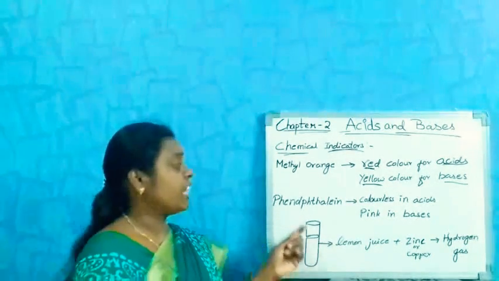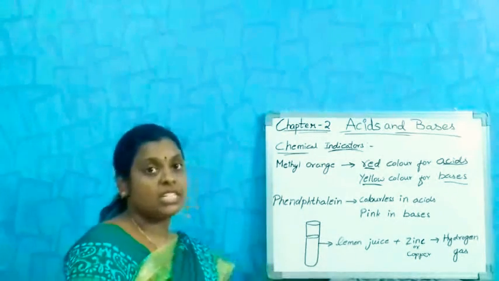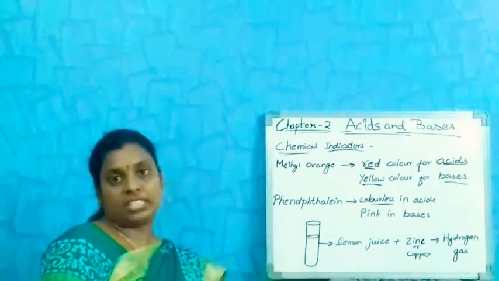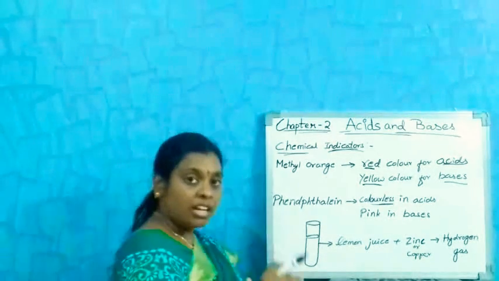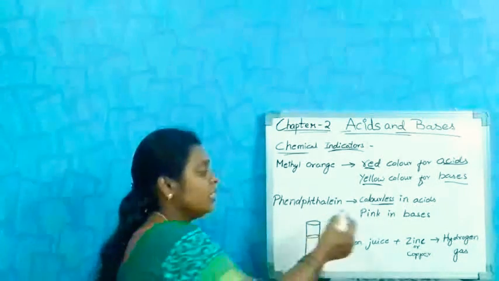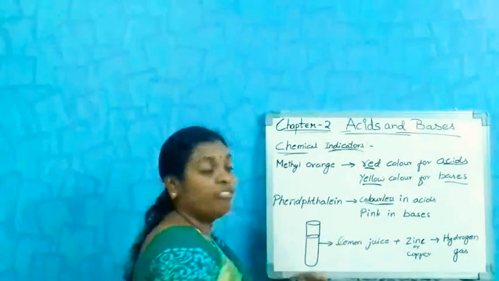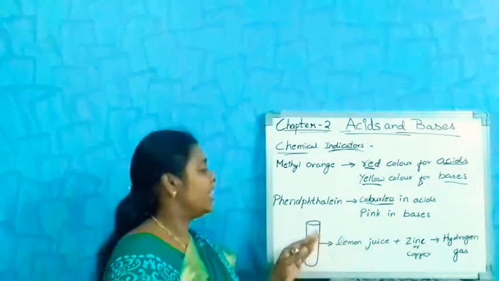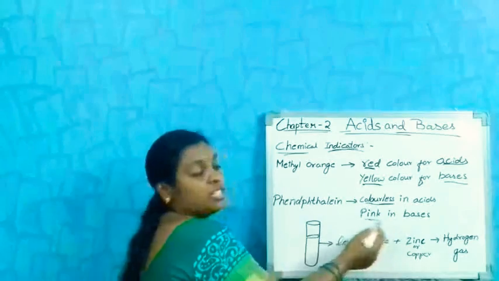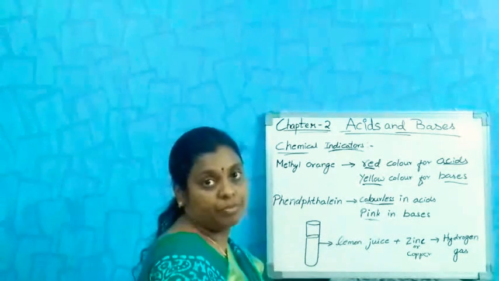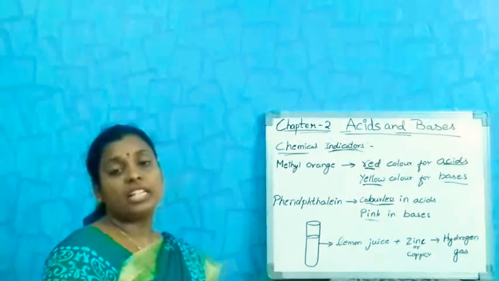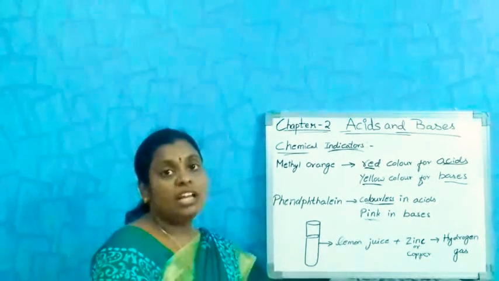When you add phenolphthalein to acids, it remains colorless, meaning the liquid remains colorless. But when this phenolphthalein is added to a base, it turns pink in color. So by this they identify the acids and bases in the laboratories.